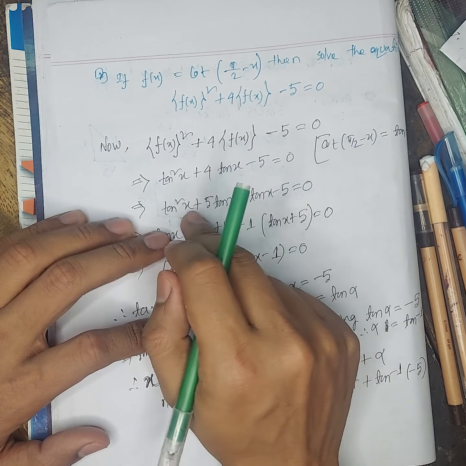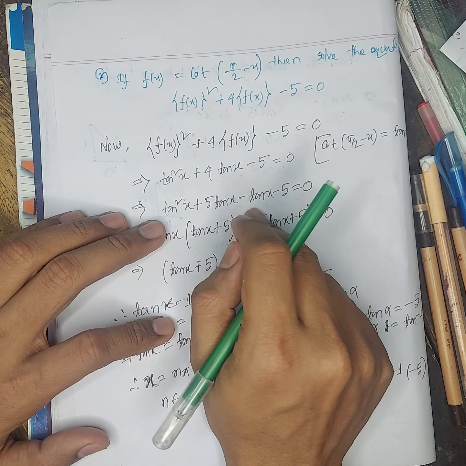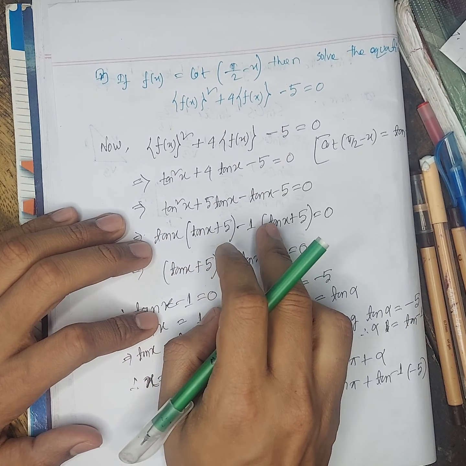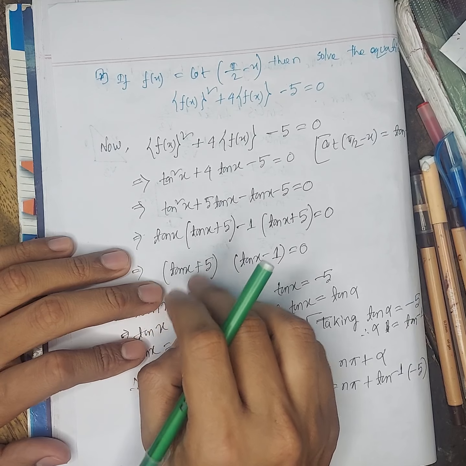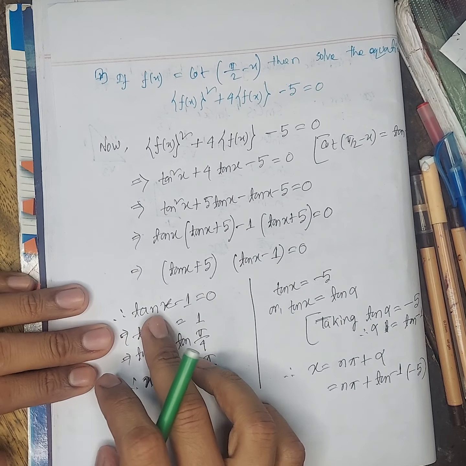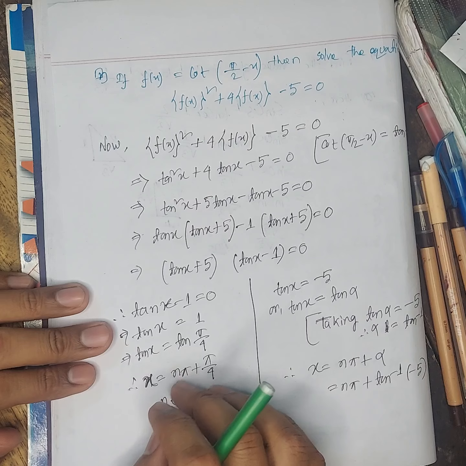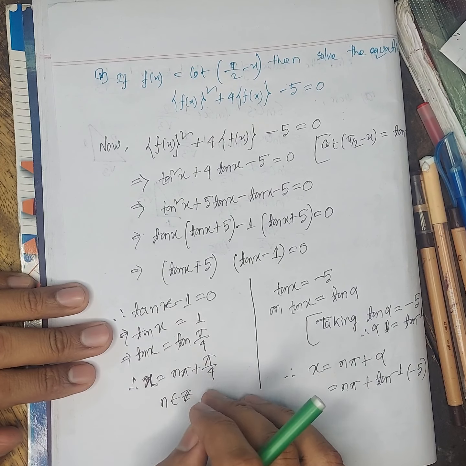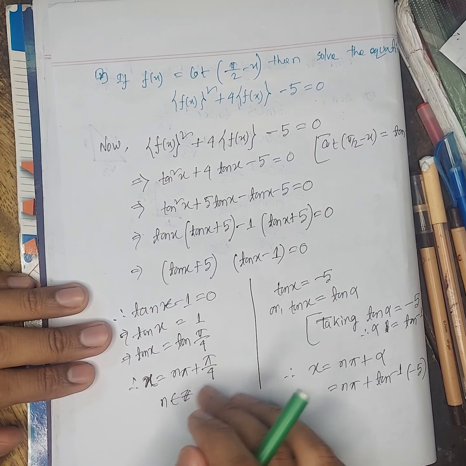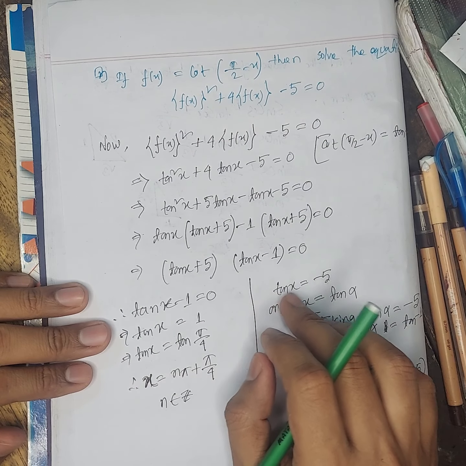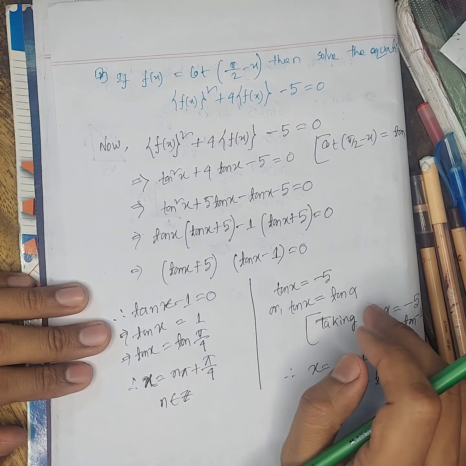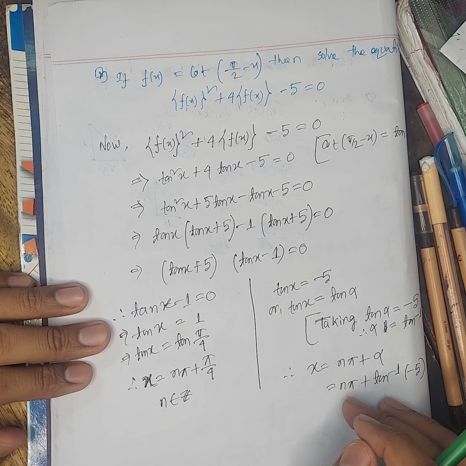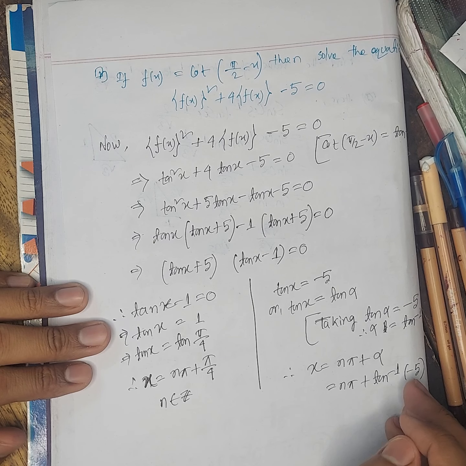Then applying the middle term split: tan square x plus 5 tan x minus tan x minus 5 equal to 0. So tan x times (tan x plus 5) and minus 1 common times (tan x plus 5), then we get (tan x plus 5) times (tan x minus 1). So tan x minus 1 equal to 0, tan x equal to 1, and then tan x equal to tan pi by 4. So x equal to n pi plus pi by 4, where n belongs to Z. Or tan x equal to minus 5, you can write tan x equal to tan alpha, so x equal to n pi plus alpha, or n pi plus tan inverse minus 5.